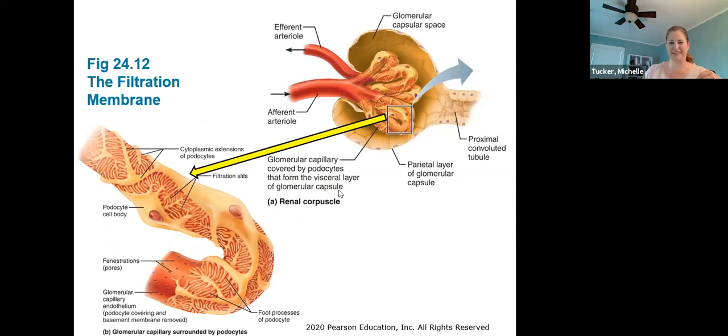Again, filtration membrane. There are three layers. There is the glomerular endothelium, there is going to be a basement membrane, and then these foot processes of the podocytes. And these slits can be made closer together or further apart in order to either inhibit or assist in glomerular filtration. Okay, so major factor pushing in is hydrostatic pressure.